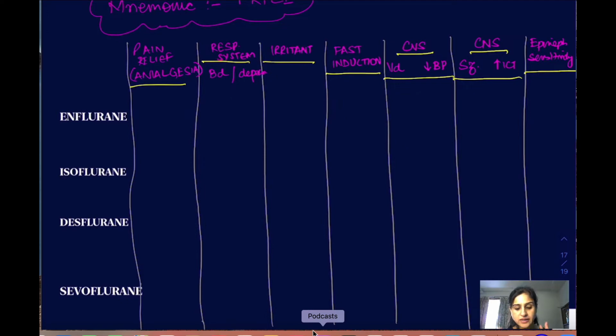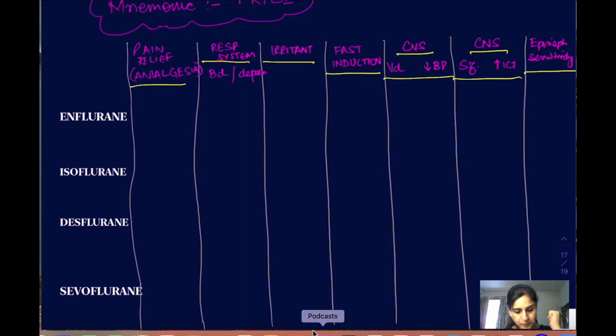So these are the PRICE properties of all these anesthetics, and we will go through them one by one, and then we'll see which anesthetic is better in what setting. If you remember the PRICE mnemonic and the table which I'll be providing you right now, it's going to be easy to grasp, rather than going through all the properties and getting confused.